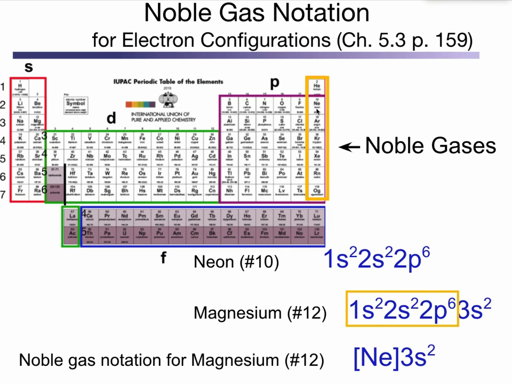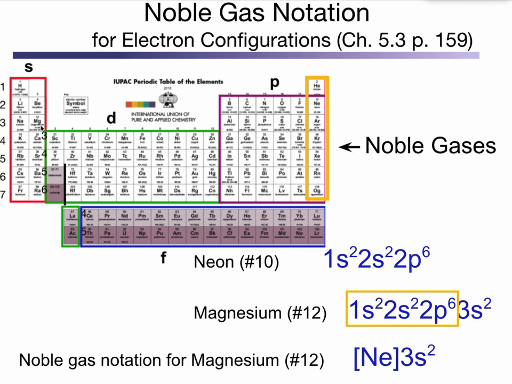So the standard electron configuration for neon is 1s2, 2s2, 2p6. So I've got my different blocks labeled. S is red, P is purple, D is green, and then I've got the F block down here outlined in blue. And remember that 57 and 89 are part of the D block. And so 1s2, 2s2, and then 2p, 1, 2, 3, 4, 5, and 6. That brings us to neon. Magnesium's just a little bit bigger, and so it ends with the same beginning, and then it ends in 3s2.